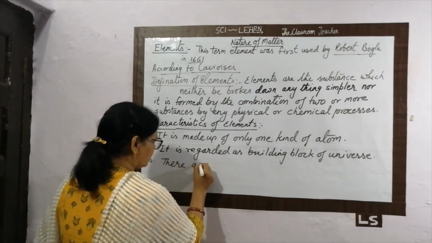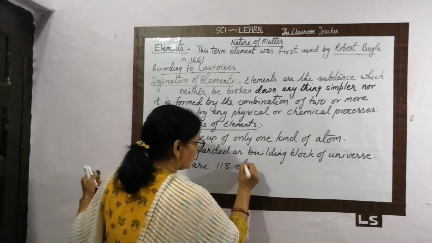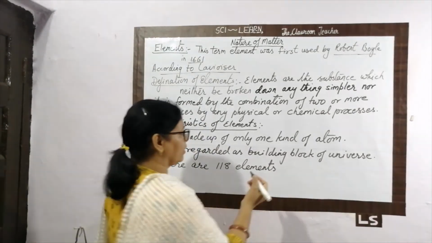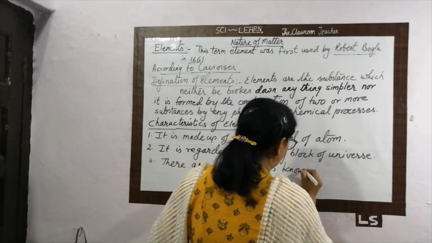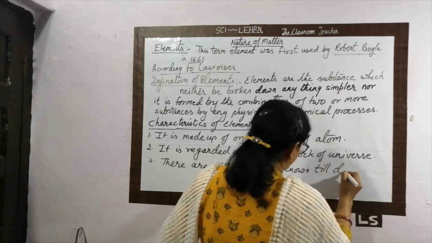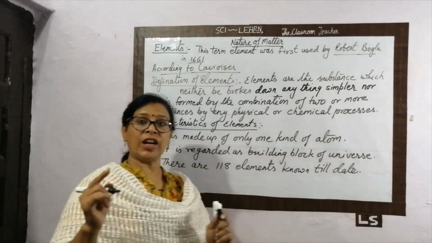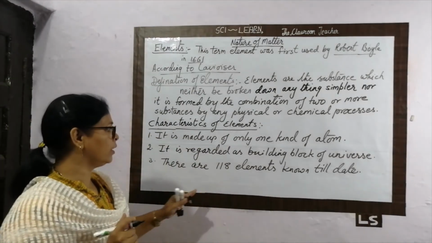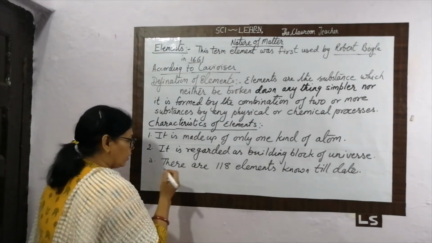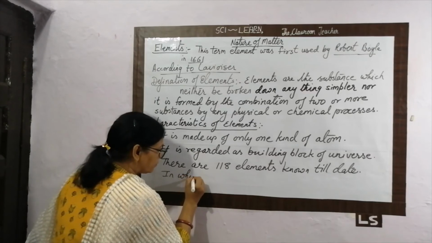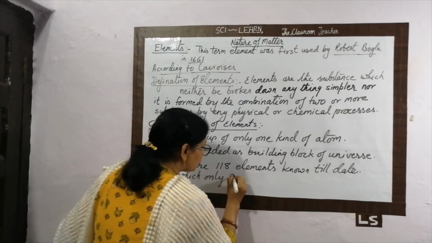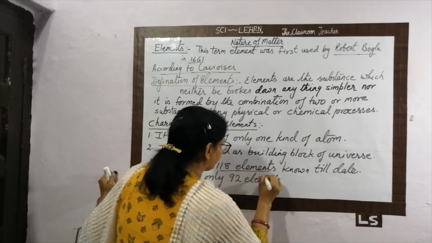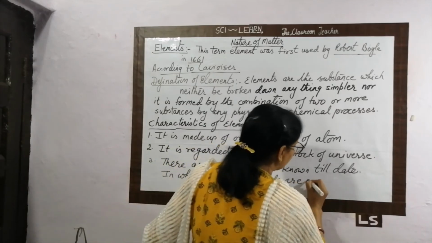There are 118 known elements, elements known till date. But each and every element is not provided by nature. Out of 118, only 92 elements are natural elements.